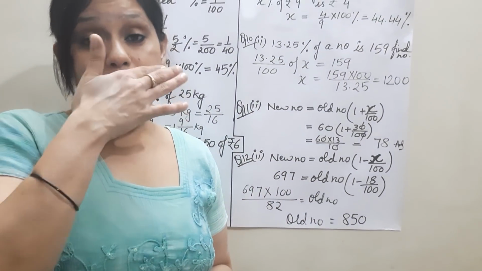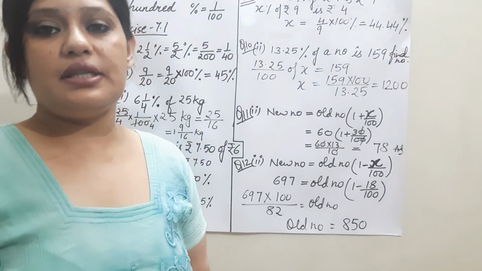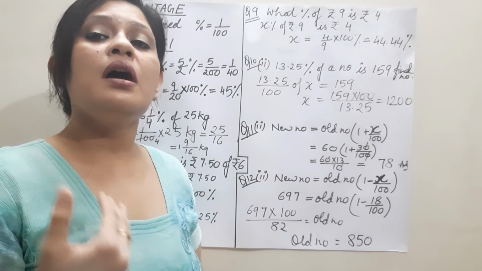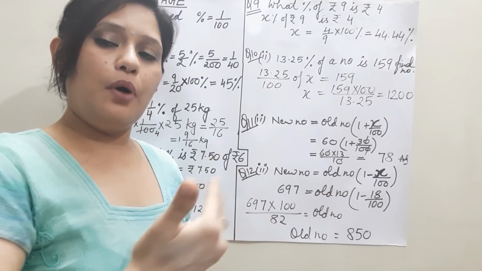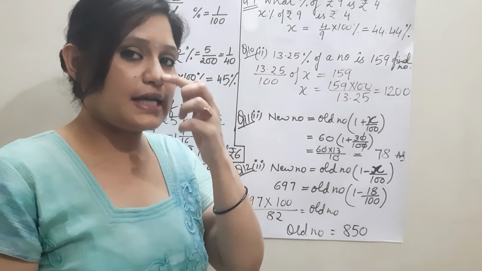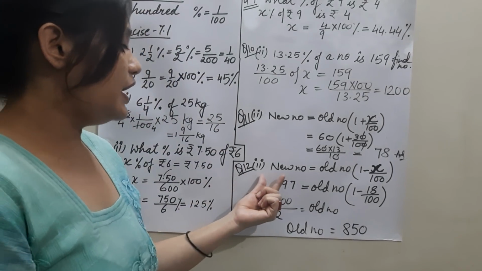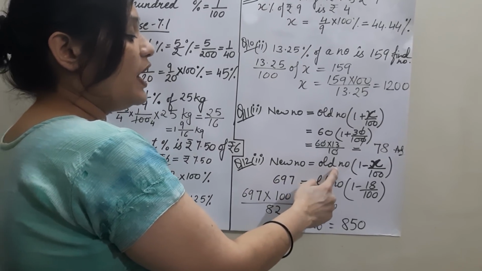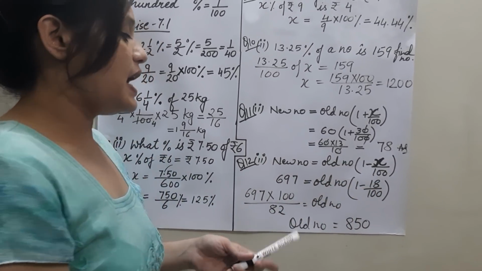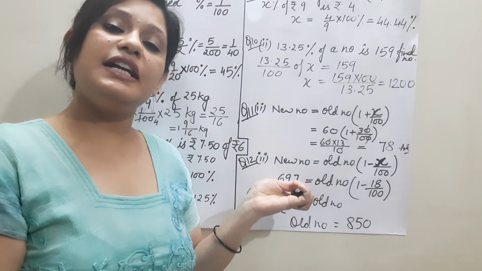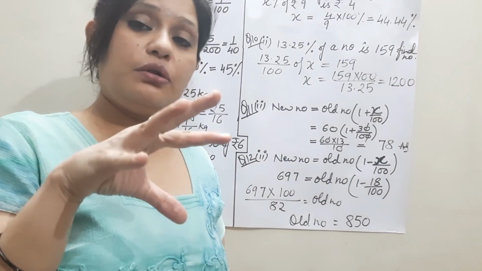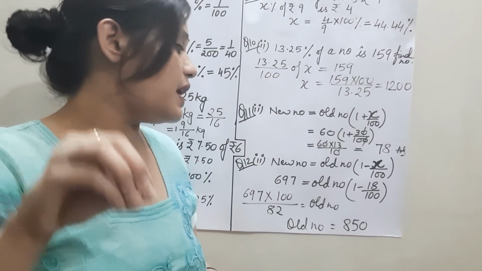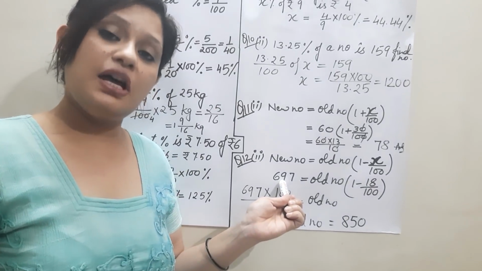Question number 12. They are saying that this time the number is decreased. So decrease means we will use new number is equal to old number times 1 minus x upon 100. Because it is decreased, the minus sign will be used. Clear? In this question it is said: which number, when decreased by 18%, becomes 697? Means that particular number we don't know. A particular number is decreased by 18% and it becomes 697 after decreasing.